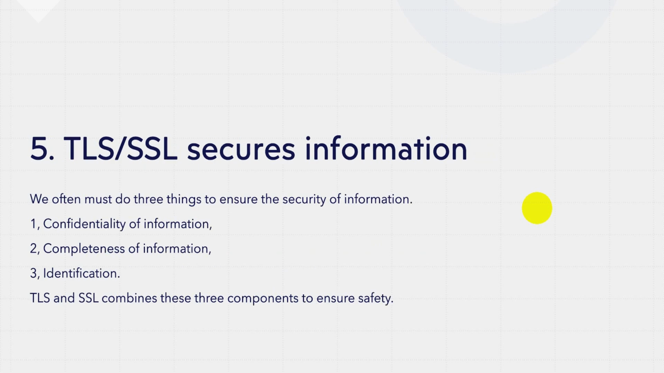TLS or SSL secures information. We often must do three things to ensure the security of information: 1. Confidentiality of information. 2. Completeness of information. And 3. Identification. TLS and SSL combine these three components to ensure safety.